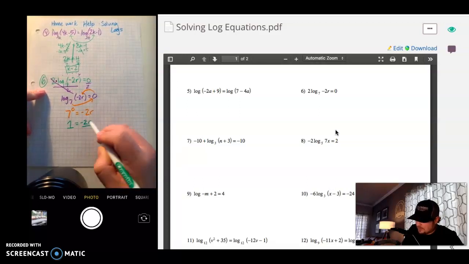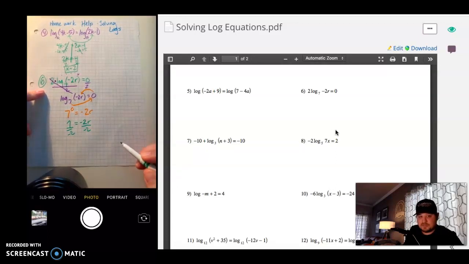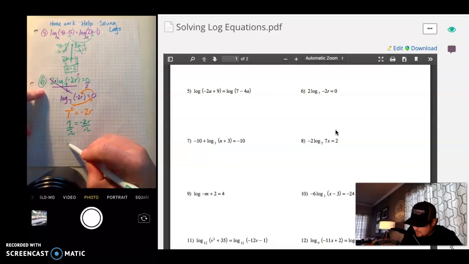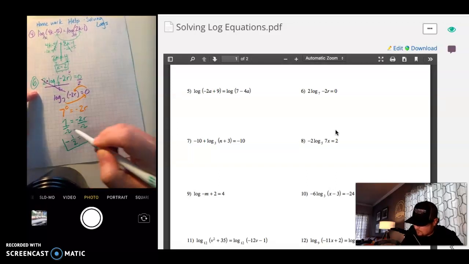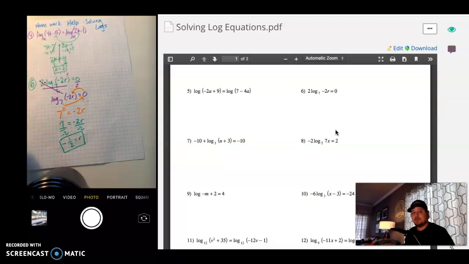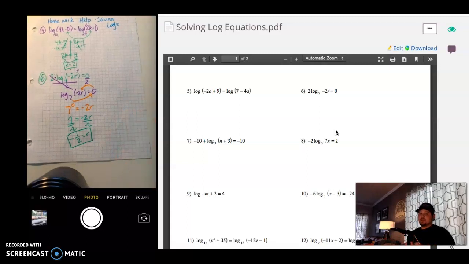Then if we want to isolate r, get r by itself, we're going to divide by negative 2. And so we get that negative 1/2 is equal to r. So that's our answer there, negative 1/2 is equal to r. Remember that you can check your answers here. I do have a link to the answers there on the hub as well that you can check out.